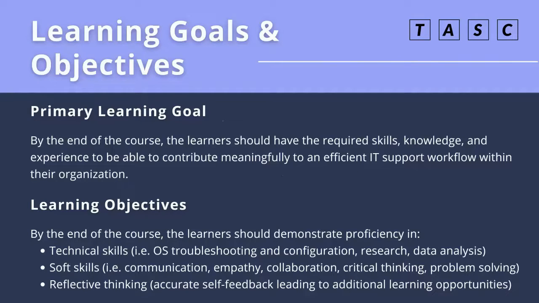The Task IT training course is designed to meet the primary learning goal, as well as the underlying learning objectives, in order to address the problem outlined in the previous slide. The primary learning goal is defined as follows. By the end of the course, the technicians should have the required skills, knowledge, and experience to be able to contribute meaningfully to an efficient IT support workflow within their organization. The 3 underlying learning objectives revolve around the technicians demonstrating proficiency in key technical skills, soft skills, and reflective thinking skills in order to meet said objectives and complete the training course successfully.